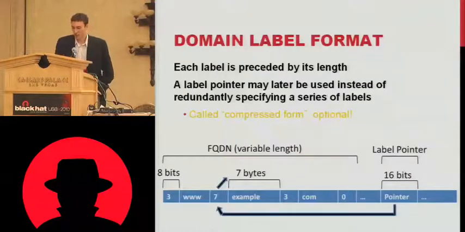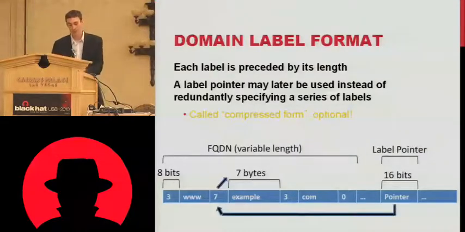This is what the domain label format looks like in a DNS packet. When you have a domain, like in this case www.example.com, the dots aren't actually placed somewhere in the packet. What you have is each of the labels separated by the length; before each label is the length of that label, specified in 8 bits. So before www you have a 3, then you have a 7 for example, a 3 for com, and then each domain is ended with a 0 length 8-bit segment.